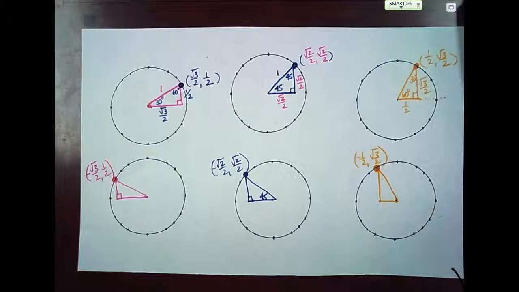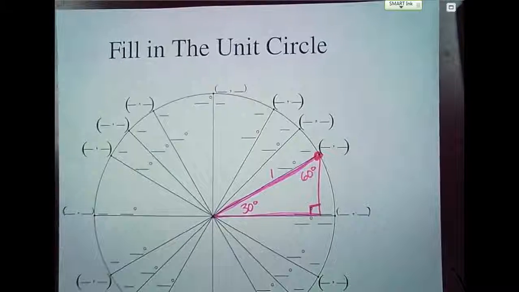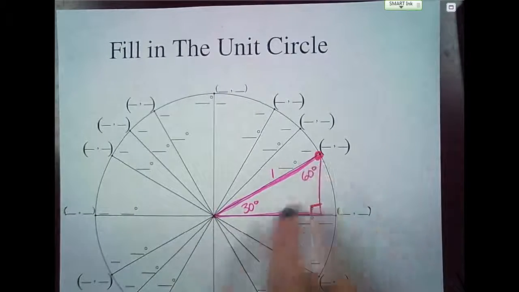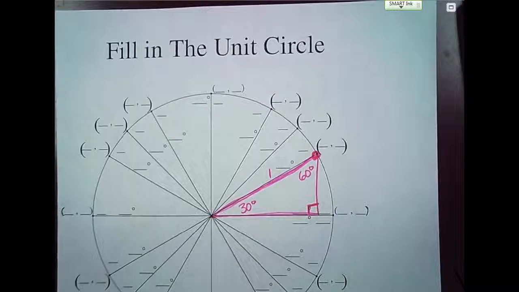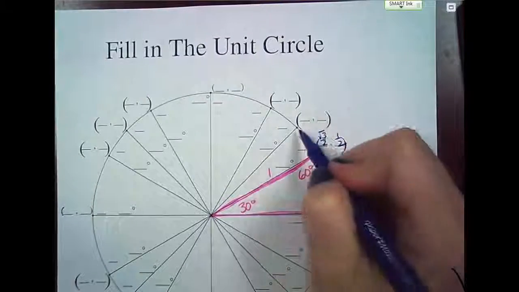Okay, what I want you to do now, that unit circle that you worked so hard on earlier, class? Get it back out. I'm going to use a blank one, just because I want to walk you through it easier. Let's start with this first point. We decided long, short. What does that give us? Root 3 over 2, 1/2.